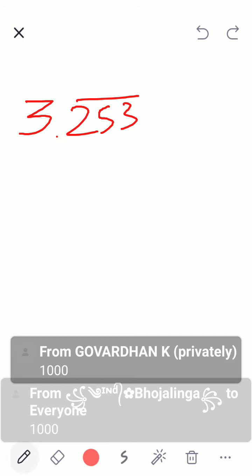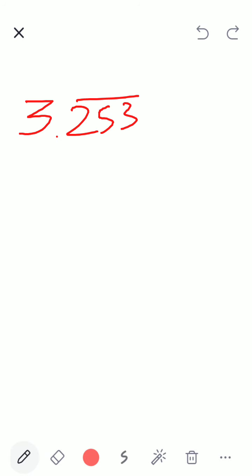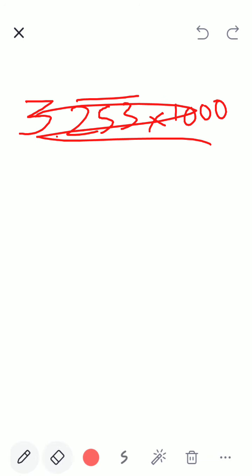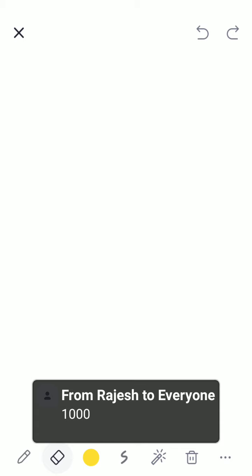So start, ready? Everybody ready? Excellent. So here we go. Okay, Govardhan, 1 point. So it is multiplied by 1000. Okay, very good, very nice. So next number. You have to be very careful. Very good, Rajesh.